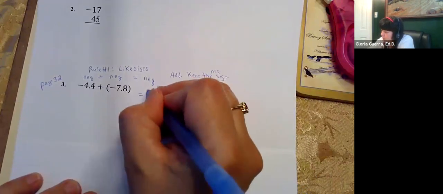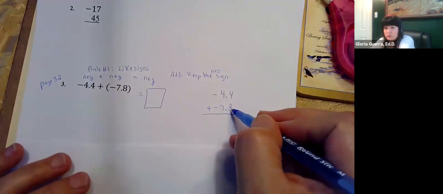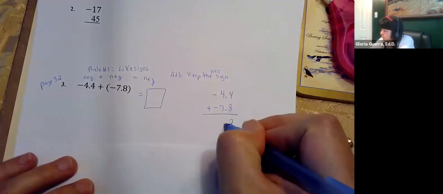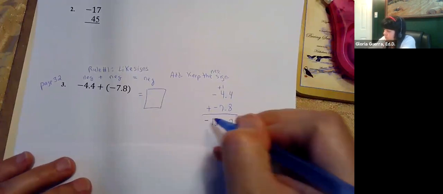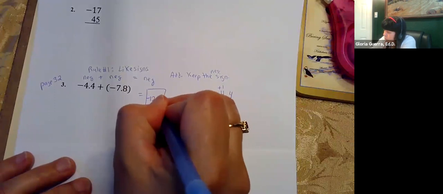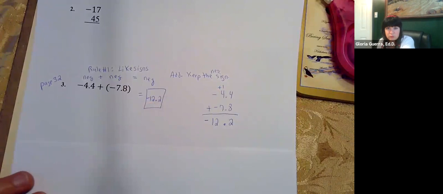All right, so I'm gonna just line these up. Here, this is where I'll put my answer, but to show my work, I'm gonna line these up here. Okay, because I'm lining up decimals. 8, 9, 10, 11, 12. Carry the one. 7, 8, 9, 10, 11, 12. And then I'm going to keep the negative. So that's going to be a negative 12.2, or 12 and 2 tenths, okay?